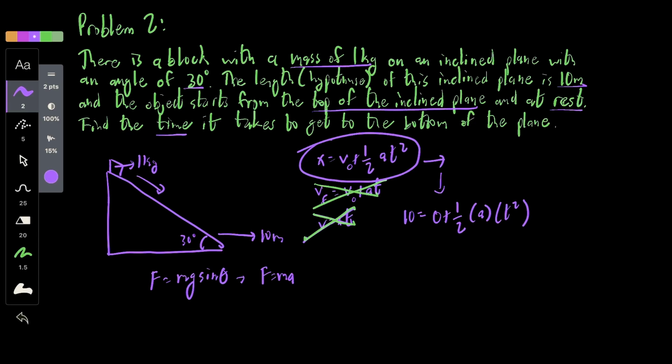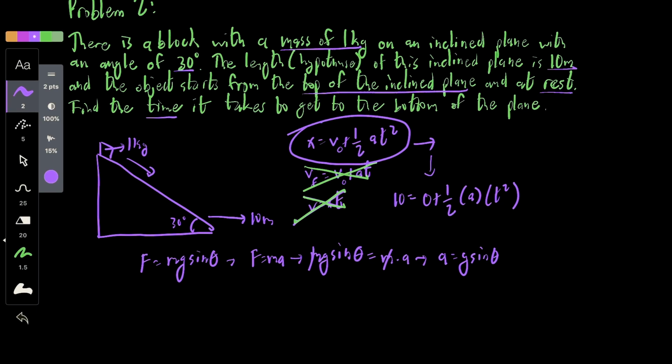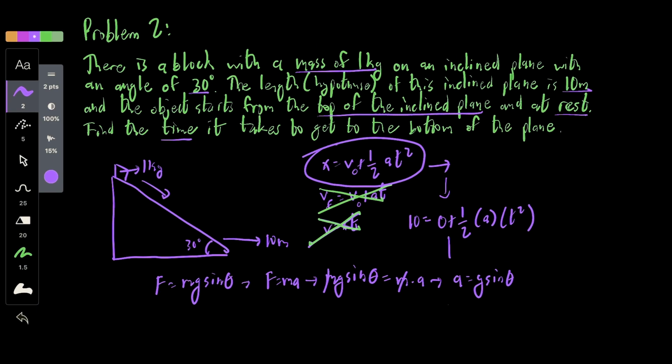So if you just realized, make sure you go back to those videos on my channel and watch those. But now that we know that F is equal to ma, we know that mg sine of theta is equal to mass times our acceleration, and our acceleration, when we divide by m, is equal to g sine theta. So now that we know our acceleration, let's evaluate.